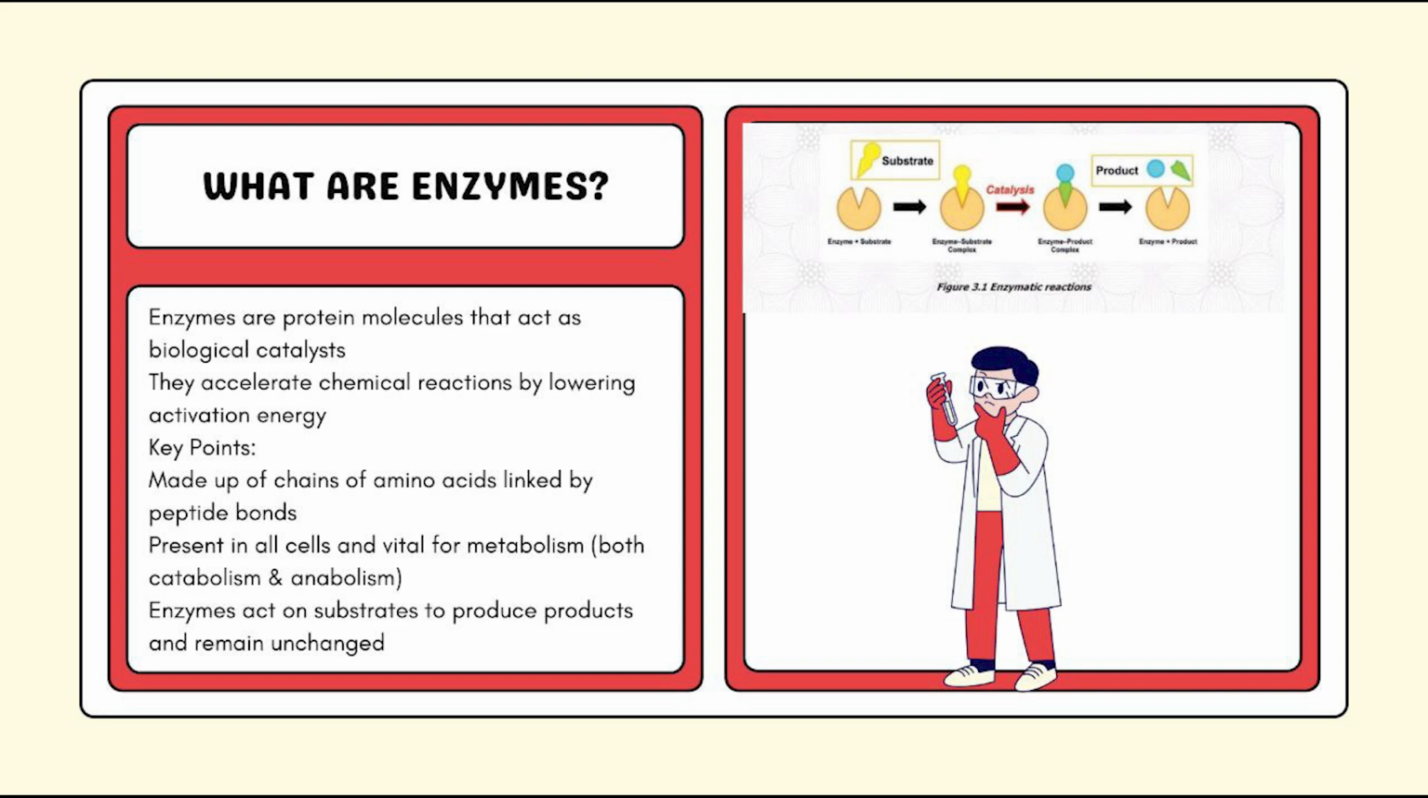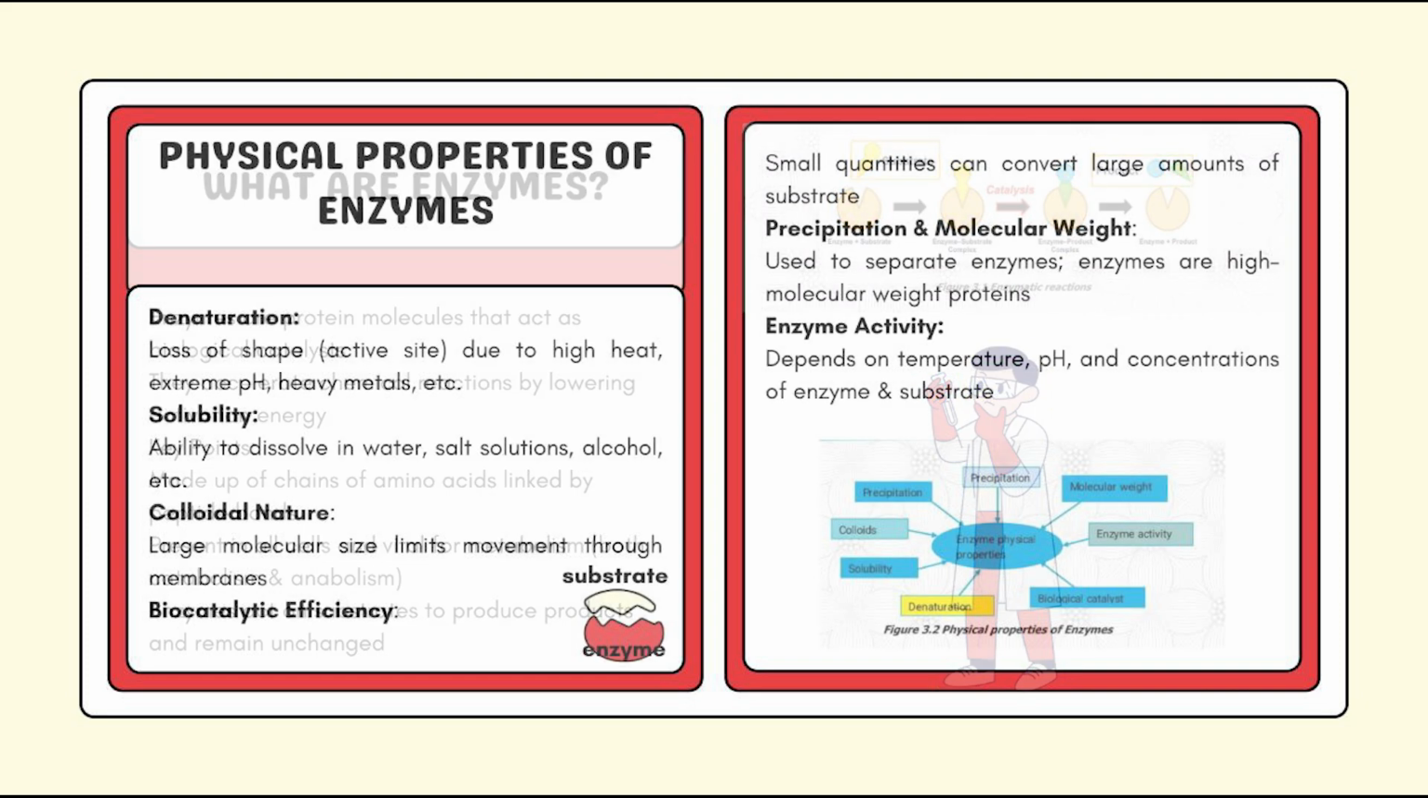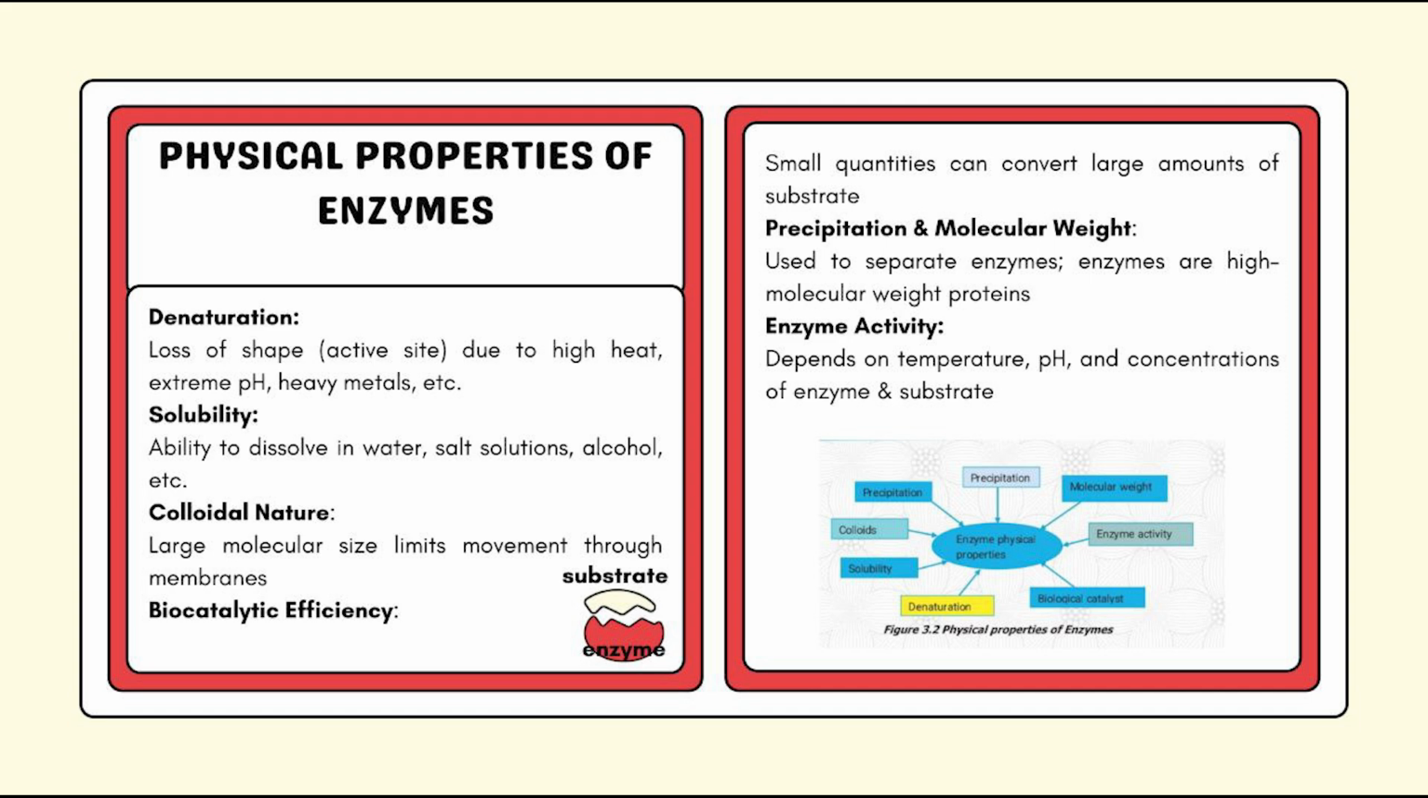Next, let's talk about the physical properties of enzymes. These include denaturation, which means when enzymes lose their shape, particularly their active site, because of heat, extreme pH, heavy metals, or high salt concentration. The second one is solubility. Enzymes need to dissolve in water or other solutions to function properly.